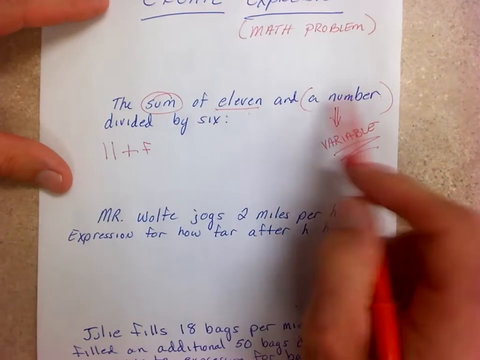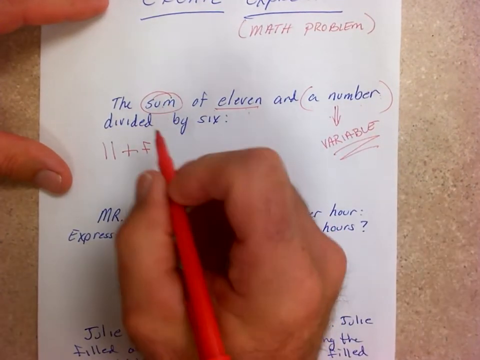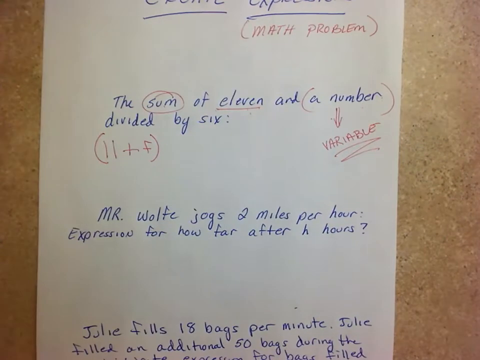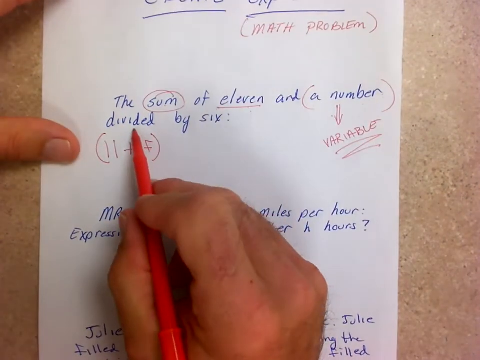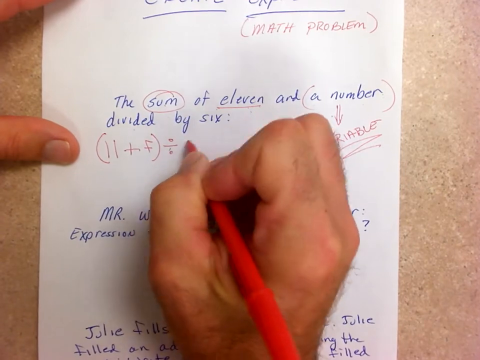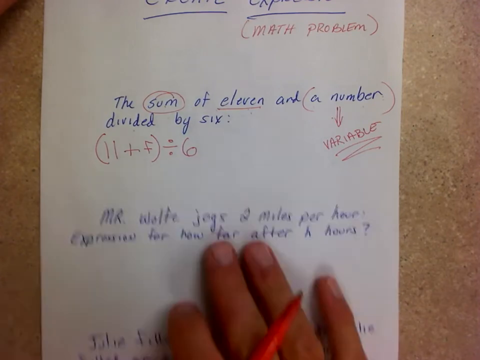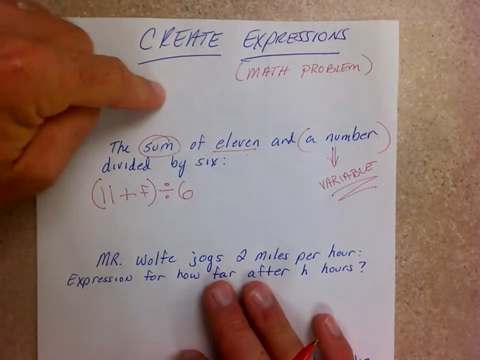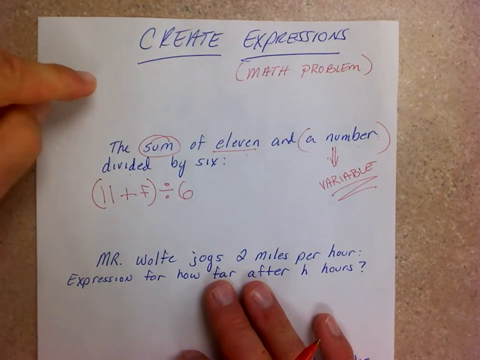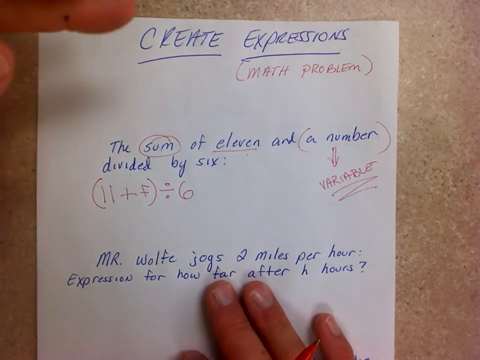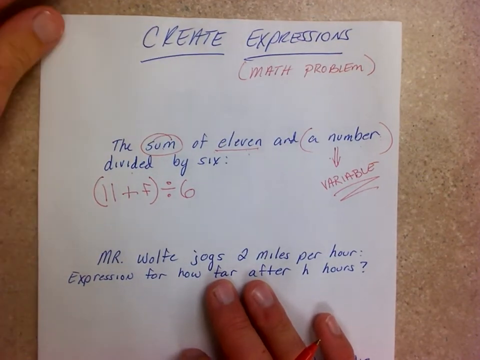So the sum of 11 and f, again, sum means we need the answer to this. So we're going to go ahead and put that in parentheses because we need to answer that. And then divide by 6. That's all we need, because notice we're just creating. Doesn't say anything about solving. Doesn't say anything about substitution. Just create it. Being able to create. That's all we need.